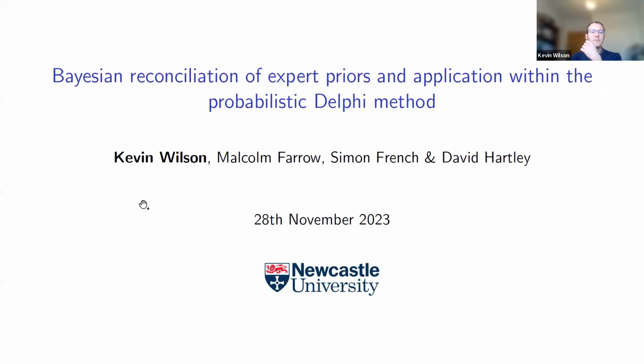Yeah, so this is some joint work that's now a paper, and I'll share the arXiv link to the paper at the end of the talk. But it's on Bayesian aggregation, also known as Bayesian reconciliation of distributions given by experts, which I've called expert priors here. And in particular, it's going to be in conjunction with the probabilistic Delphi method. So I'll have to talk a little bit about what that is as well.